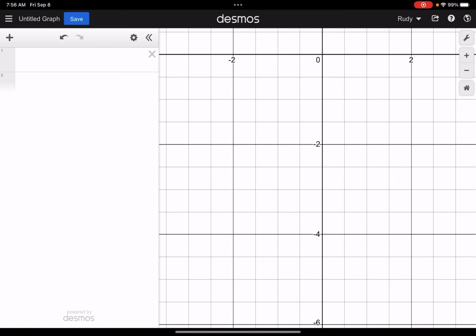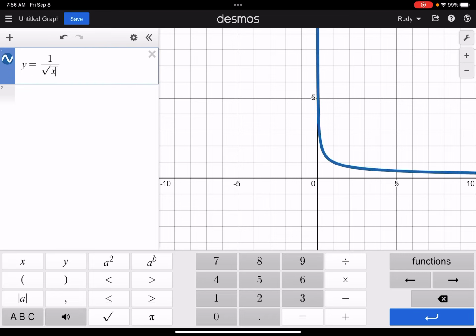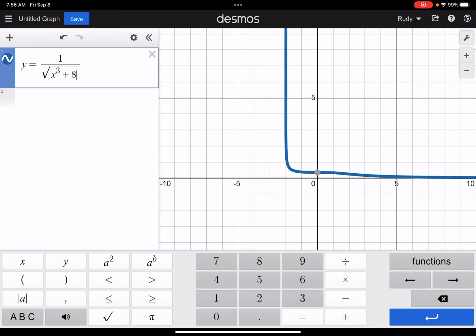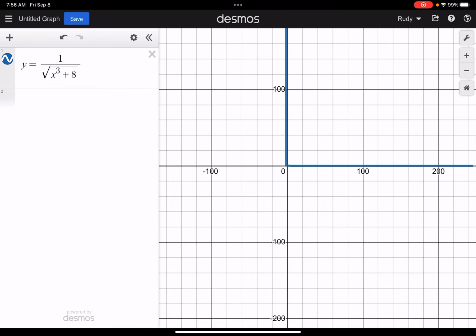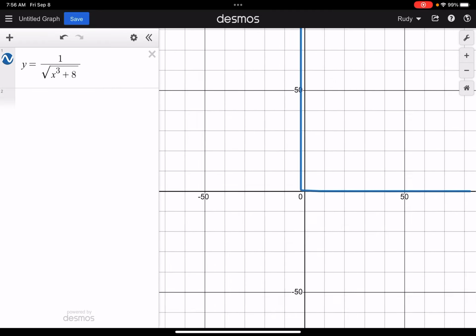So let me get rid of this. Let's reset this. And so function h is y equals 1 divided by the square root of x cubed plus 8, sorry. All right, so this is my initial graph. And keep in mind, I can zoom out. And one thing I can see right away in terms of the domain is that this graph does not go forever to the left and right.